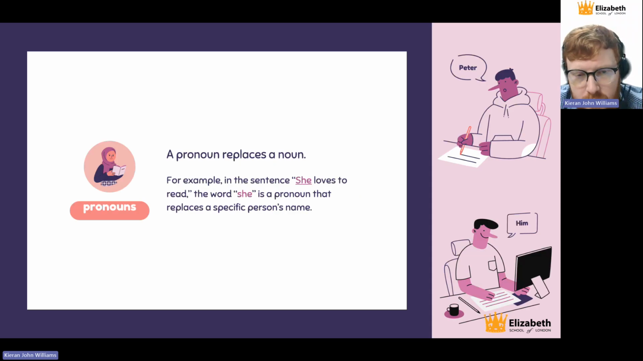All right. So you can think of all of those other ones like he, him, it, them. If you're using one of those words, then it is a pronoun, but it has exactly the same function as a noun.